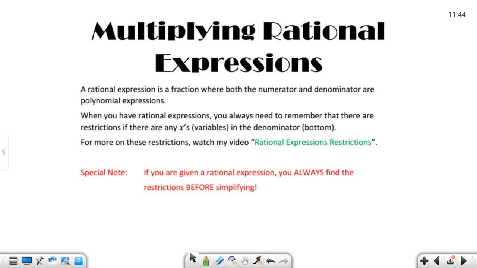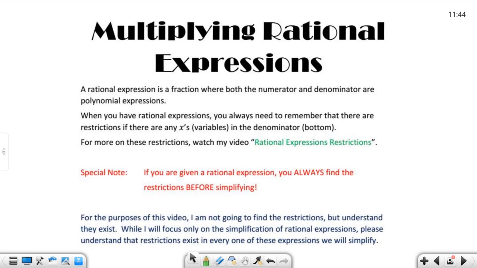If you are given a rational expression, you always find the restrictions before you simplify. That's before you multiply in this case. Even if we divide, add, or subtract, which are other videos, we need to find those beforehand. However, for the purposes of this video, I'm not going to find the restrictions, but understand they exist. In fact, I believe they exist on every problem that we're going to do in this video. But I have a separate video for finding those restrictions.